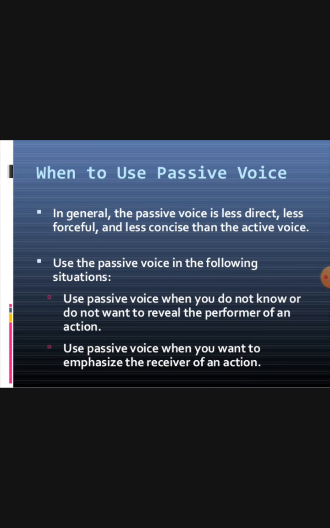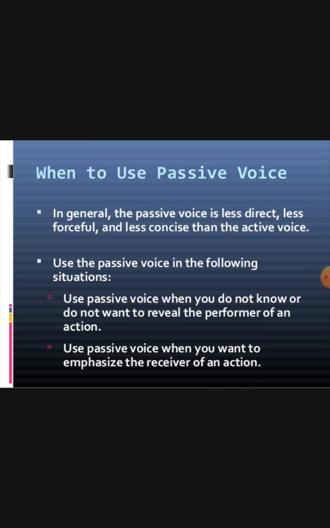When we use passive voice, we see that passive voice is less direct. Whenever you don't want to make it very clear who is performing the action, then we use passive voice. We can also say that if we want to be polite, we use passive voice because it is less forceful, and less concise than the active voice. We use passive voice when you don't know, or you don't want to reveal, the performer of an action.